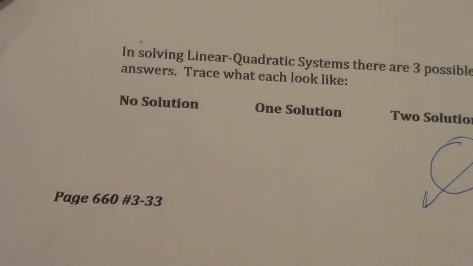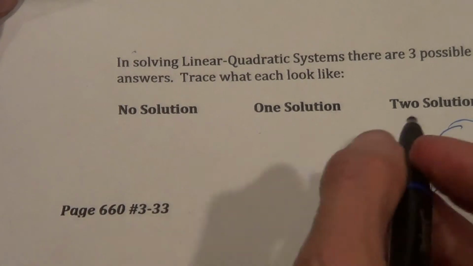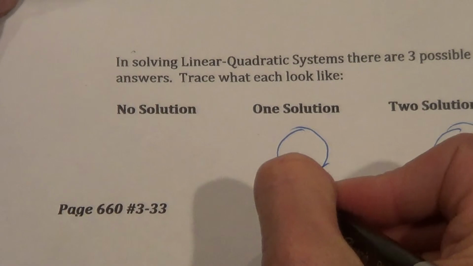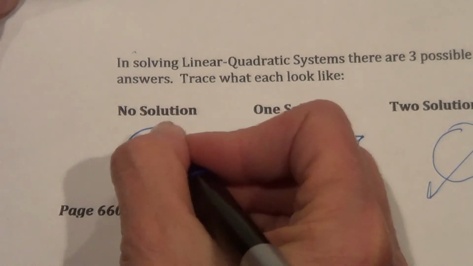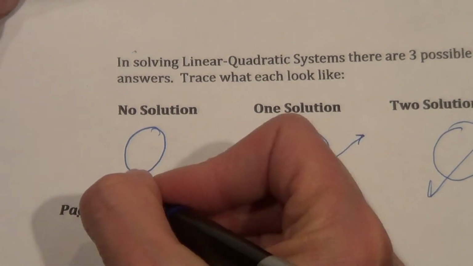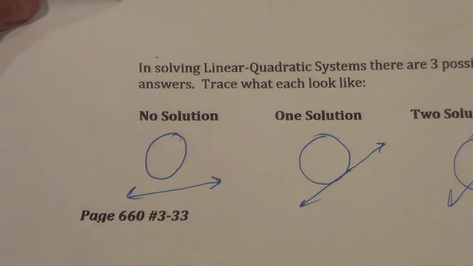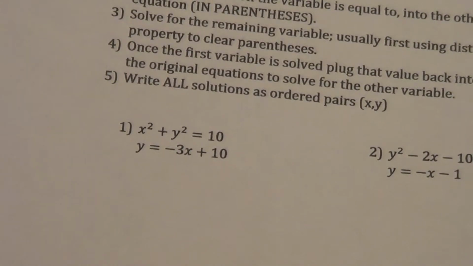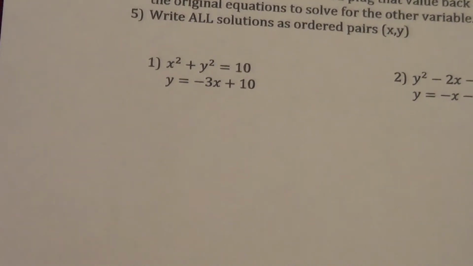but we could also have one solution, and we could have no solutions. Right now, go ahead and draw what you think those would look like. Pause the video and draw them. There's my examples of one solution and no solutions. Okay, the last thing we're going to do, I'm going to show you how we would solve these systems, not by graphing, but by substitution.